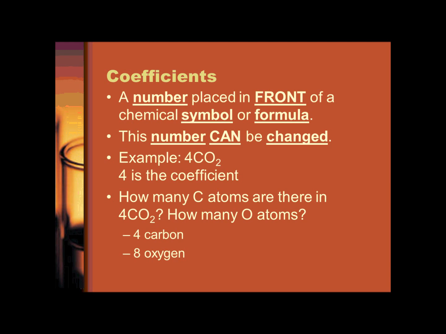Now to figure out how many C's or carbons we have and how many oxygens or O's we have, we have to look at the whole compound, including the coefficient. So if you look at 4CO2, how many C atoms are there in 4CO2? To figure this out, we distribute the 4. Since there's no number after the C, we know that there are 4 carbons. To figure out how many oxygens there are, we have to look at the subscript after O, so in this case it's 2, and we're going to multiply it times the coefficient, so 2 times 4, which is how we get 8 oxygen atoms.